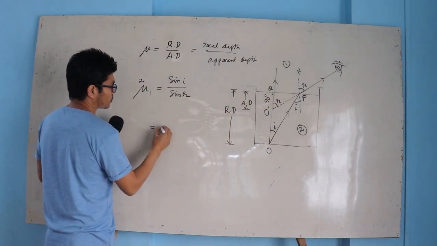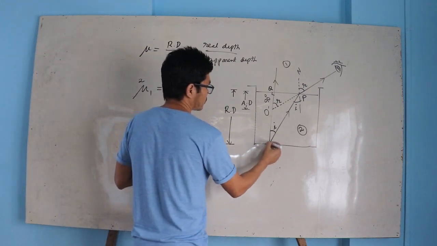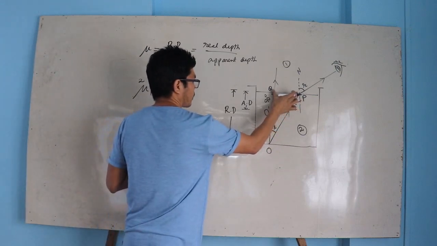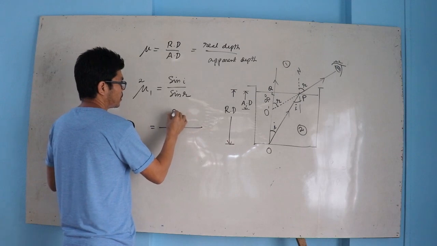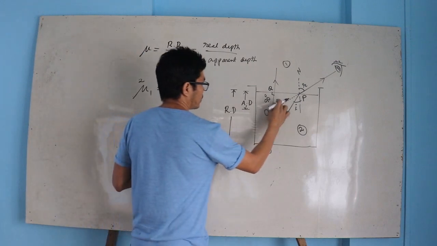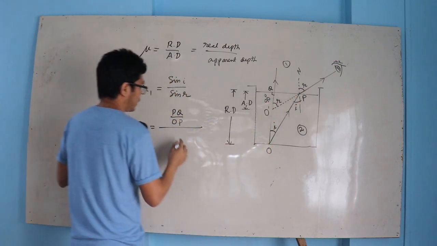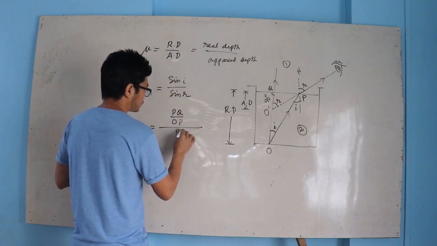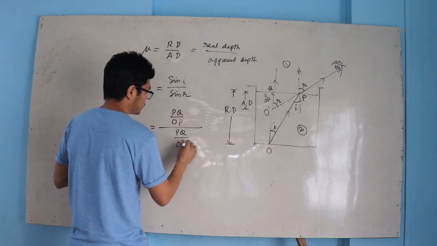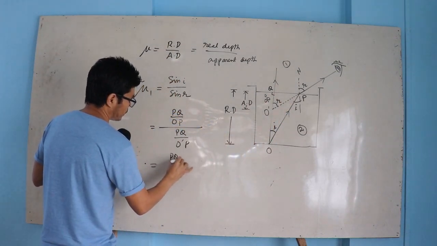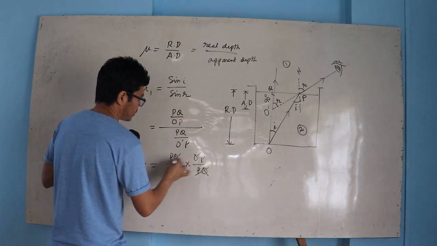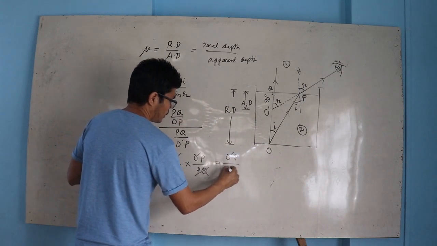Okay, then this is equal to sine I, which belongs to this right angle triangle OPQ. If you apply sine I here, this is equal to perpendicular by hypotenuse. Perpendicular is PQ and the hypotenuse will be OP. Similarly, sine R belongs to this small triangle. Again, perpendicular is PQ divided by the hypotenuse O dash P here. Then you have PQ divided by OP into O dash P divided by PQ. PQ cancel. Then you have O dash P divided by OP.